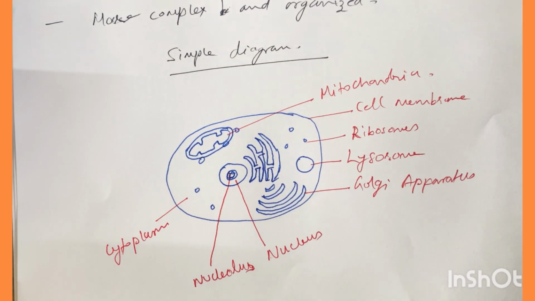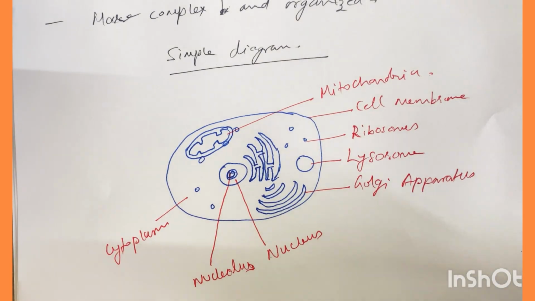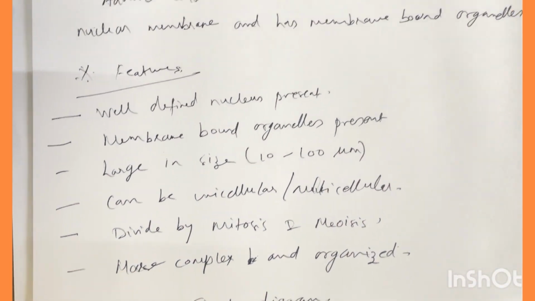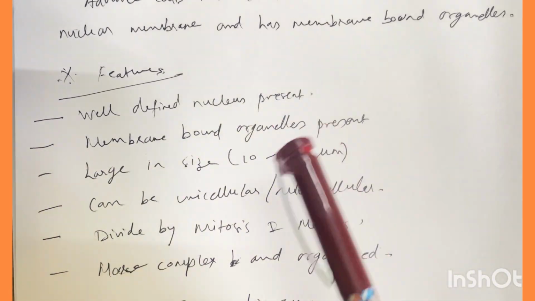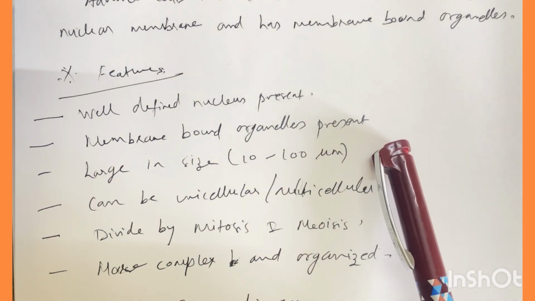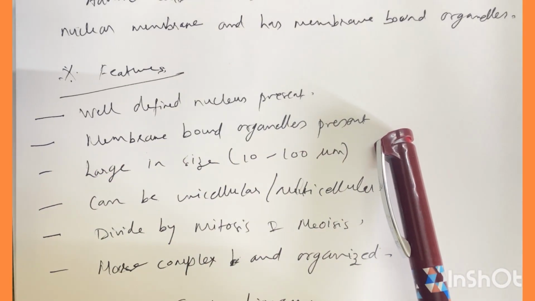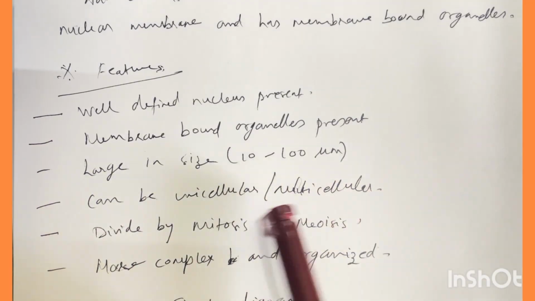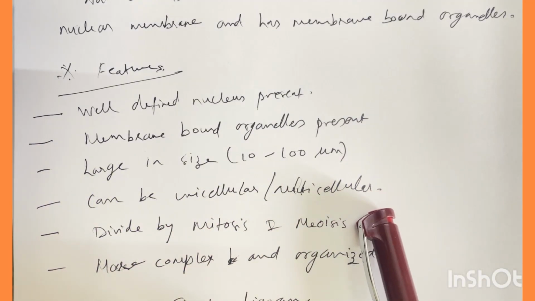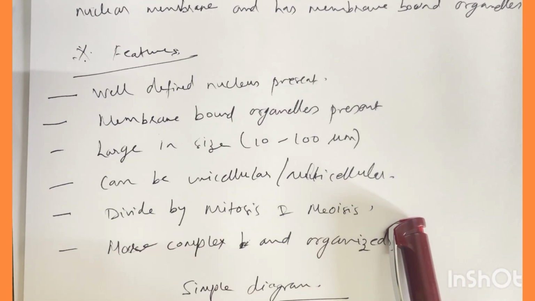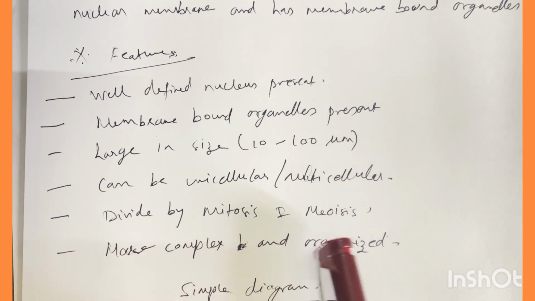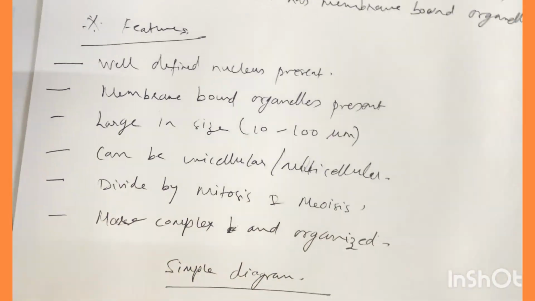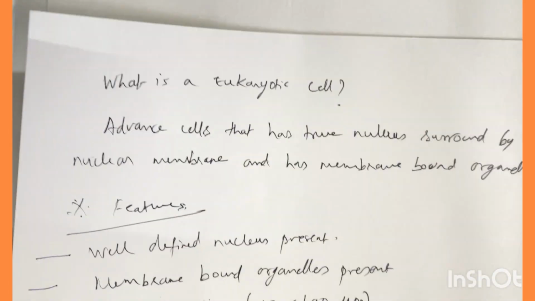Got it? So these are the basic, important and simple diagram of a eukaryotic cell. Okay, so if you see the key features, it has a well defined nucleus, we saw in the diagram, membrane bound organelles like endoplasmic reticulum, Golgi apparatus, lysosome we have seen, usually large in size, can be both unicellular as well as multicellular, divide by mitosis and meiosis, and more complex, but yet much more organized.